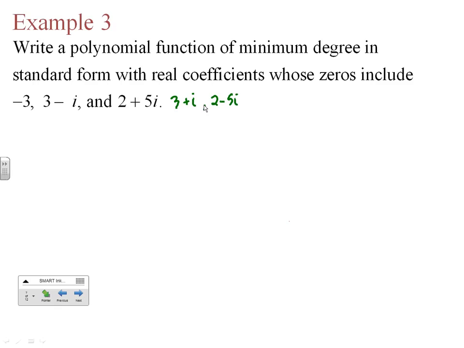Okay, so if I plug these in as linear factors, because I'm trying to write this as a polynomial, I'll have x plus 3, and then I'll have x minus 3 minus i, then x minus 3 plus i. I'm going to put the complex conjugates next to each other because if we multiply them together first, it makes it easier.